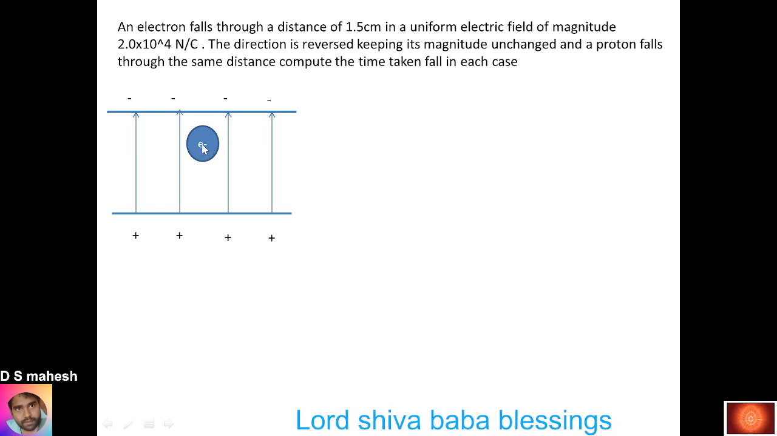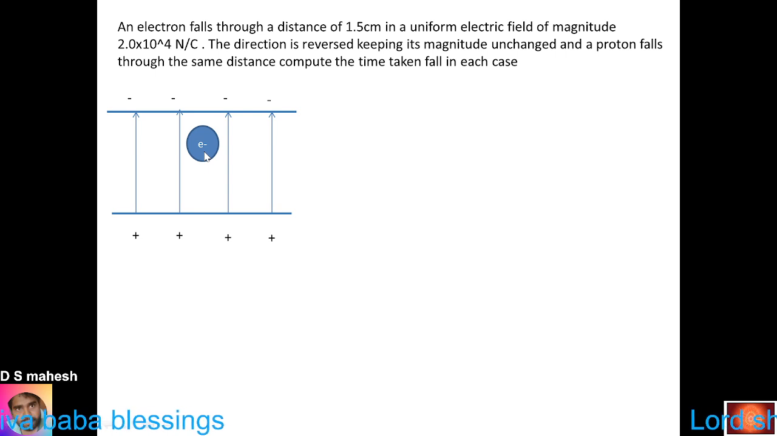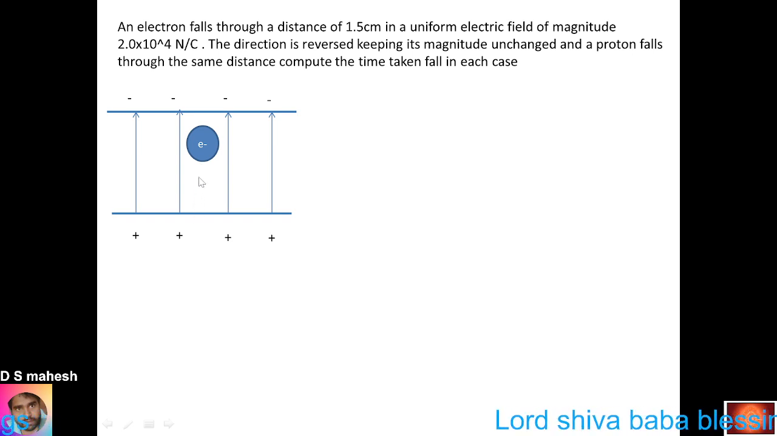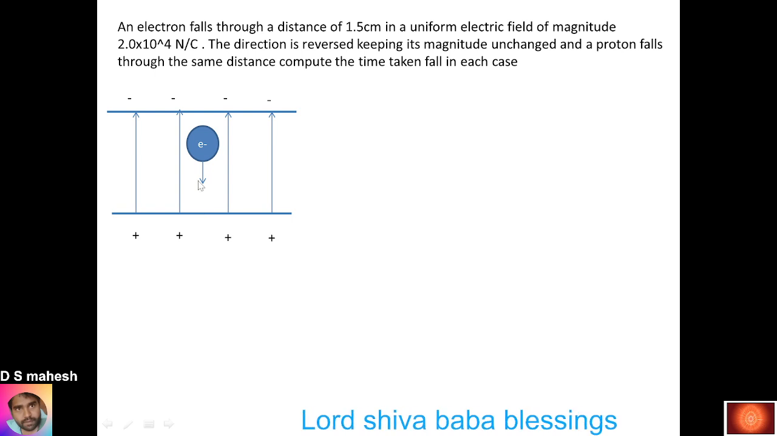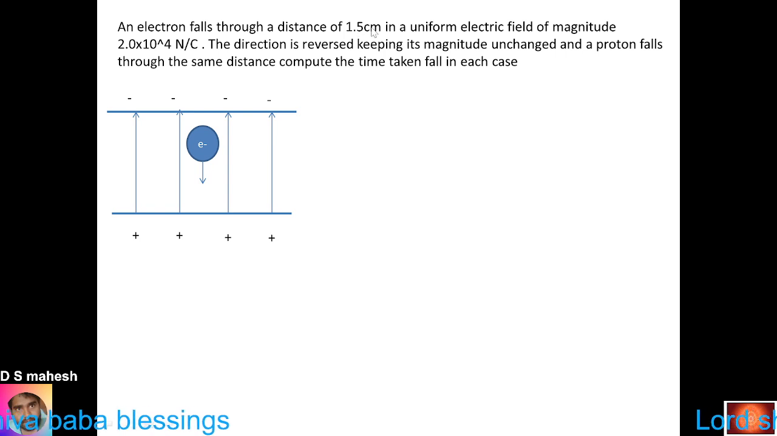So what happens? Since this is negative, it will be attracted towards the positive charge, and it would be repelled by the negative charge. So it starts falling towards the positive charge with some acceleration. It moves, or falls downwards, with acceleration towards the positive charge. The height through which it will be falling is given as 1.5 centimeter.